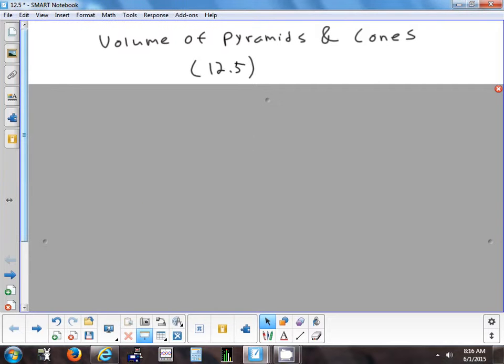So section 12.5, this is our last section on just volume. The next section we do is going to be about spheres, but we're going to look at surface area and volume in the same day. We haven't done anything with spheres yet. So after today, you'll know how to do everything with prisms, cylinders, cones, and pyramids.